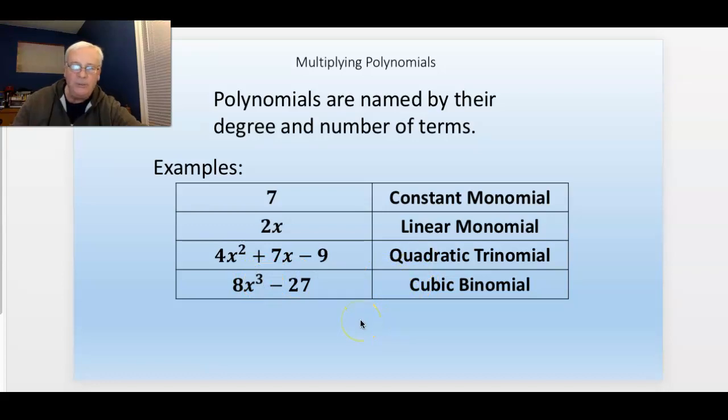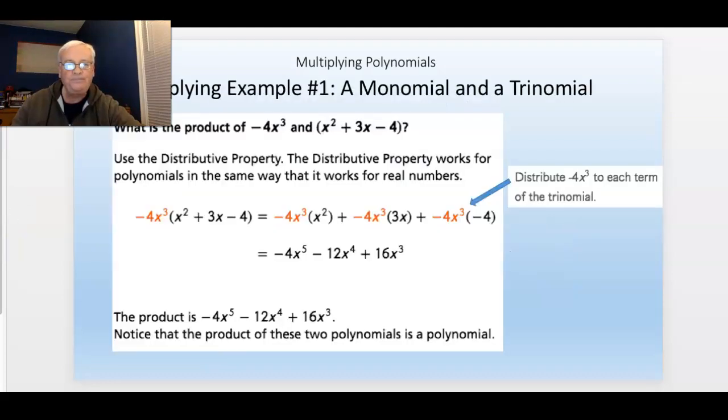Okay? Cubic, quadratic, linear, constant. I want you to know a monomial is one term. A binomial is 2 terms. A trinomial is 3 terms. Okay? We got a bunch of examples here, guys, okay?